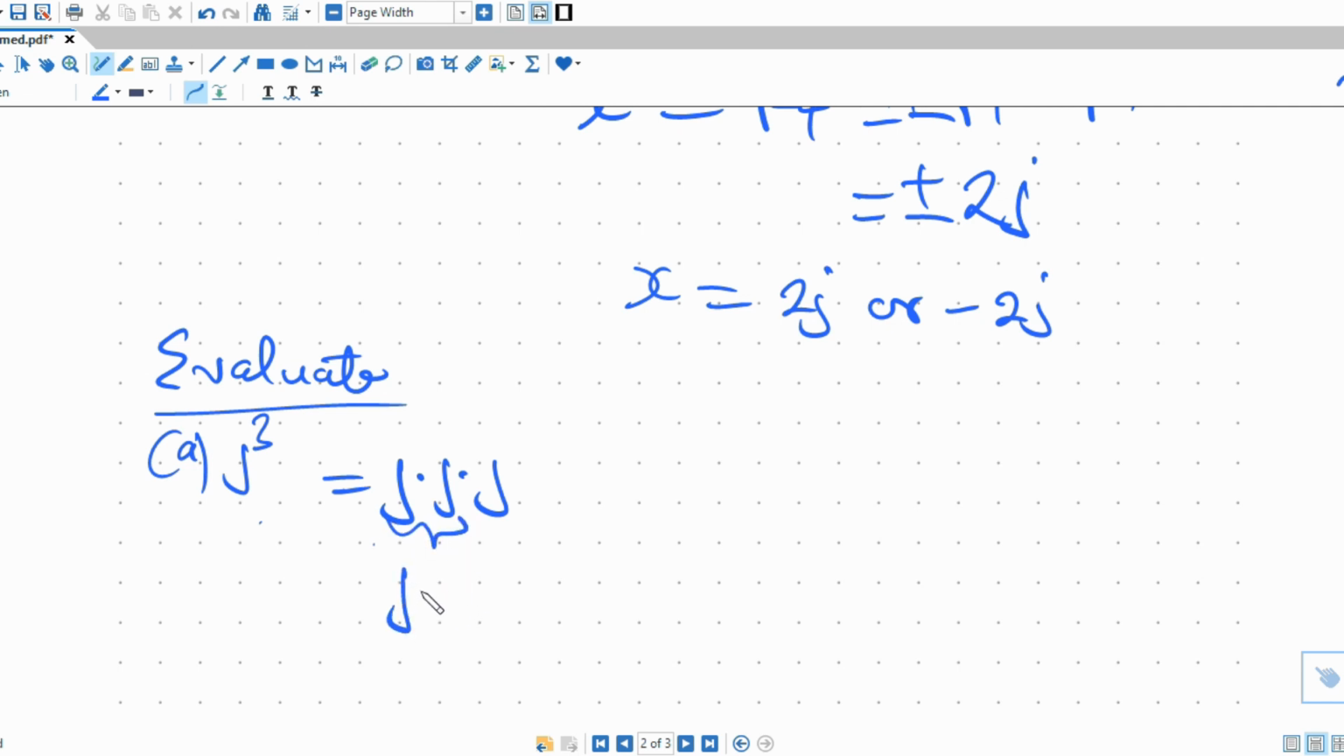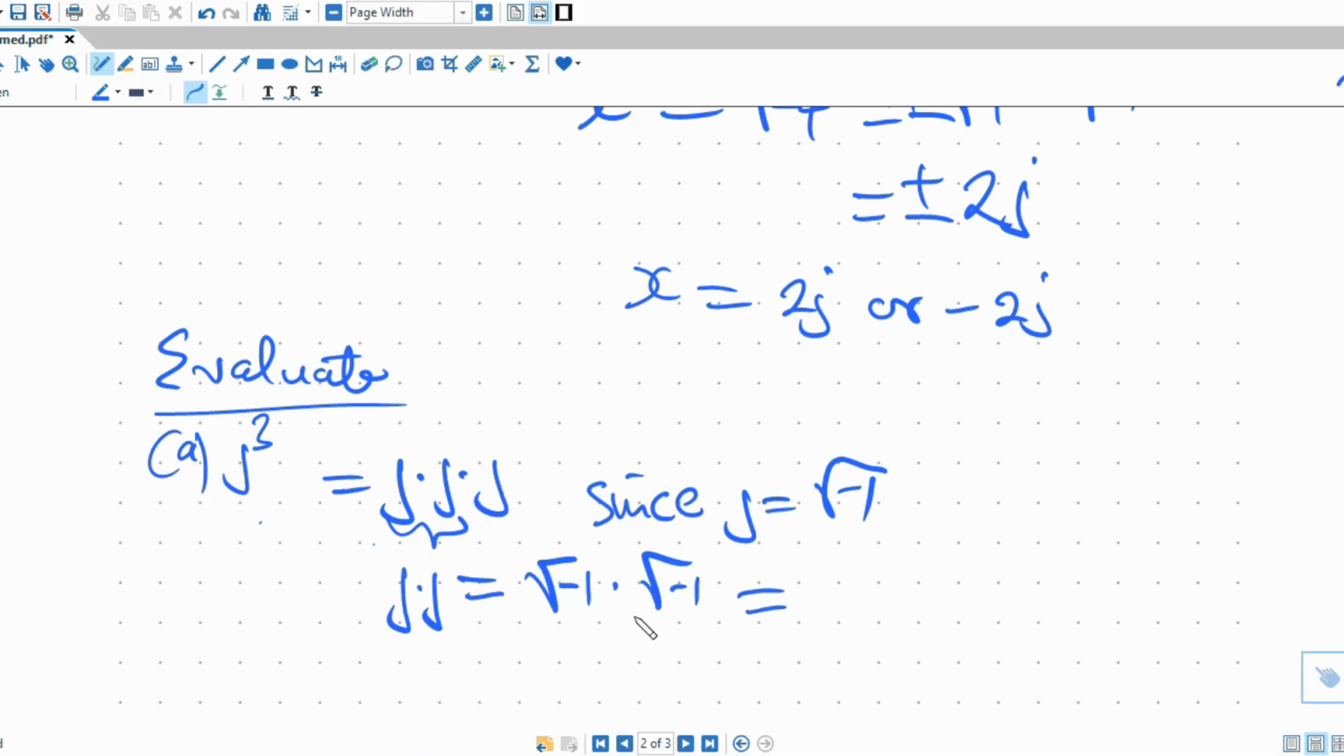J times j is the same as, since j is equal to the square root of minus 1, then j times j becomes the square root of negative 1 times the square root of negative 1. And the square root of negative 1 times square root of negative 1 is the same as negative 1.